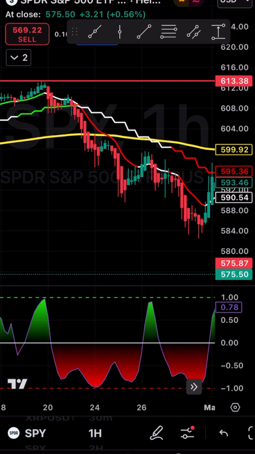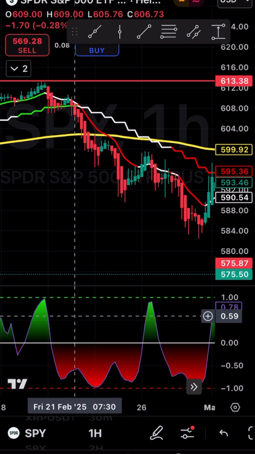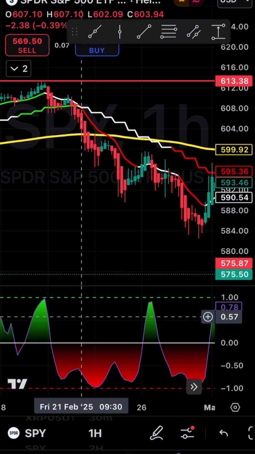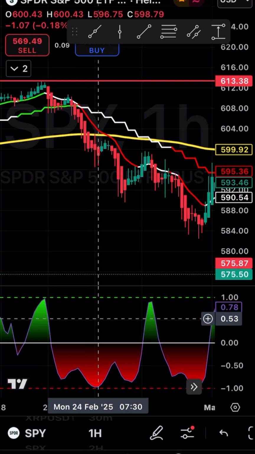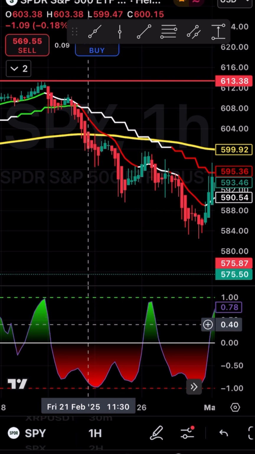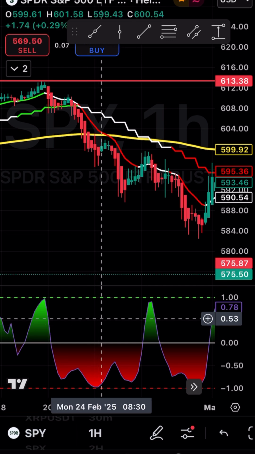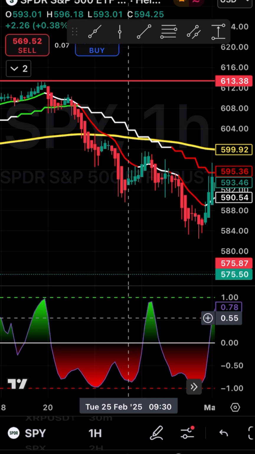So it's kind of too late to get into it. What I would wait for is for it to retrace, come back up a little bit, and come back down. So what we'd be looking for, right here, since we know the direction is now down, is for the trend strength index to come up, and then we want to look for it to come back down.